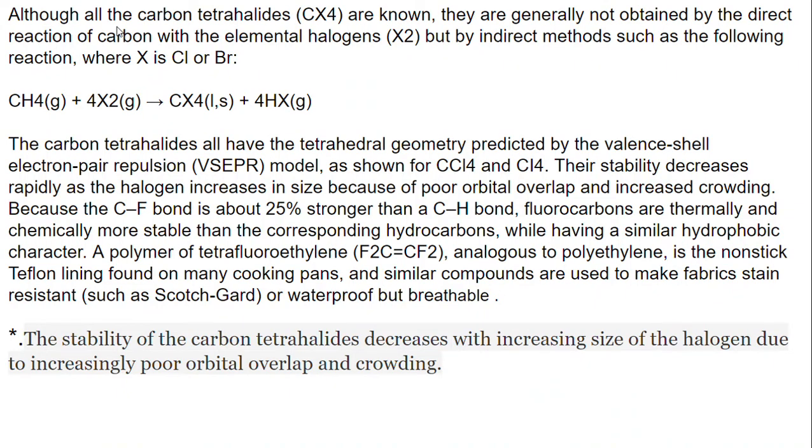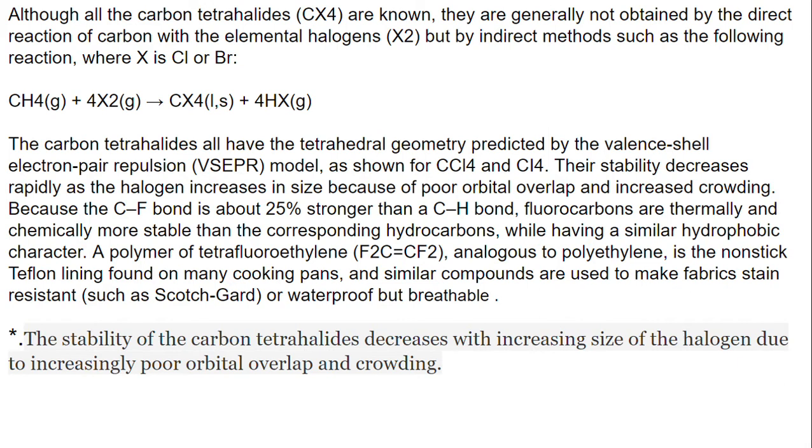To continue the reactions and compounds of group 14 elements, we see the carbon tetrahalides. They are not obtained by the direct reaction of carbon with the elemental halogens but by indirect methods, such as the reaction where X is chlorine or bromine: CH4 plus X2, that is halogen, reacts and gives carbon tetrahalide. These carbon tetrahalides have the tetrahedral geometry predicted by the valence shell electron pair repulsion theory, that is the VSEPR model.